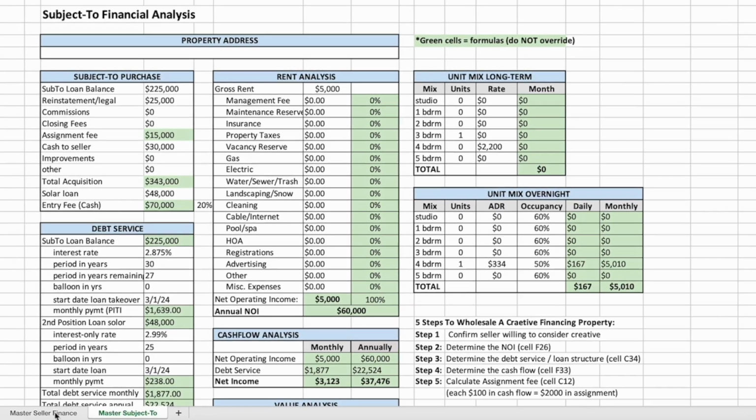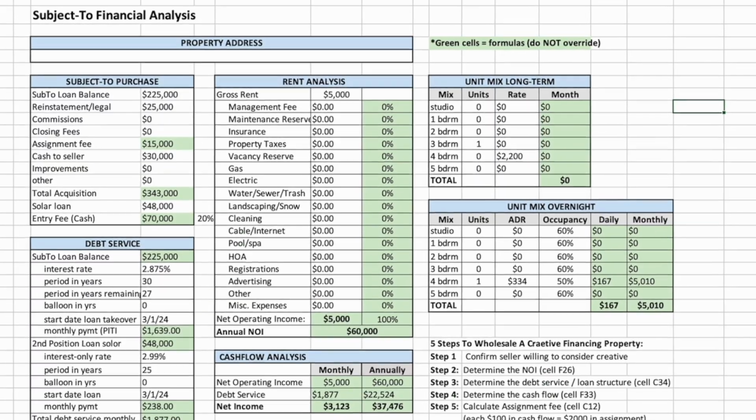Okay, since this is a creative financing deal, on this part 2 video, I'm going to show you how I crunch the numbers using my creative financing calculator. I'll explain in detail how to analyze subject to deals and exactly what makes this a good deal so you know what to look for when wholesaling creative deals.